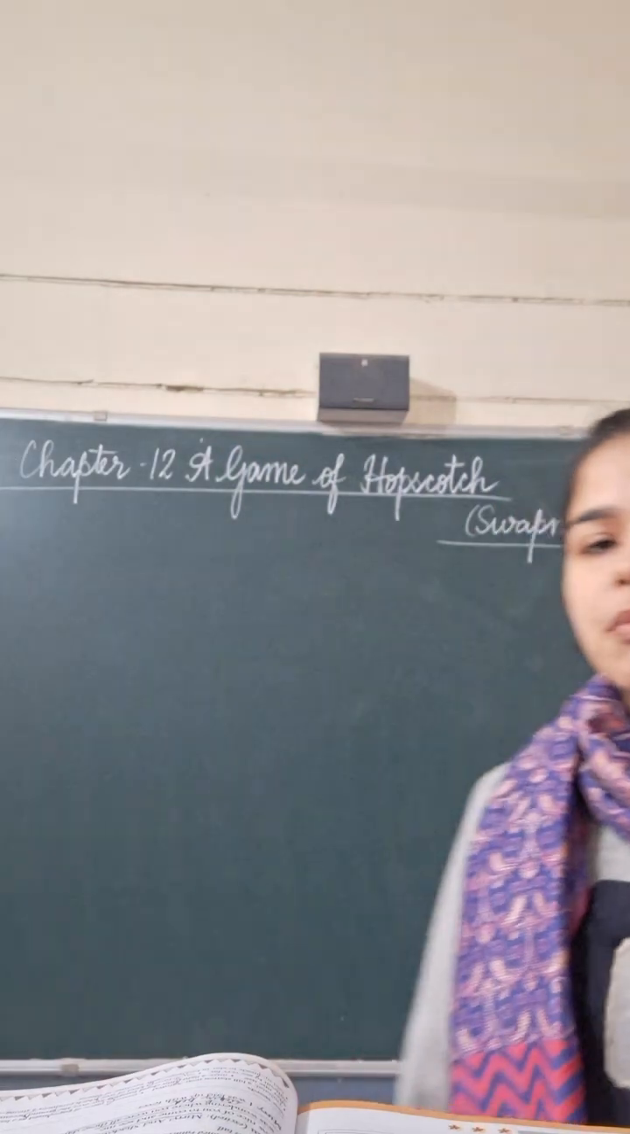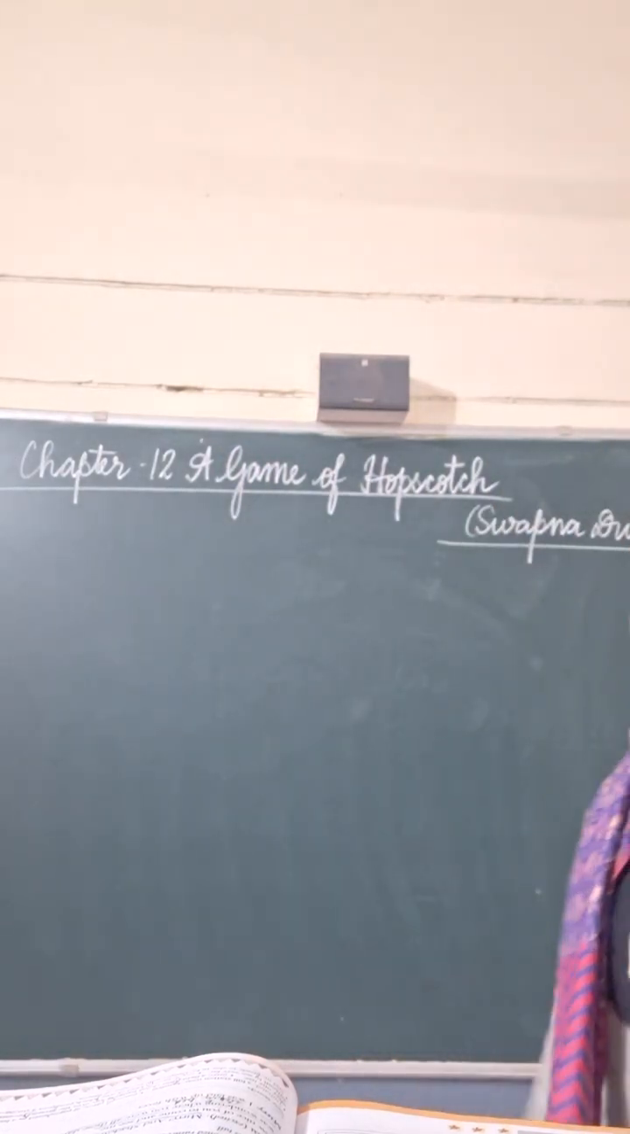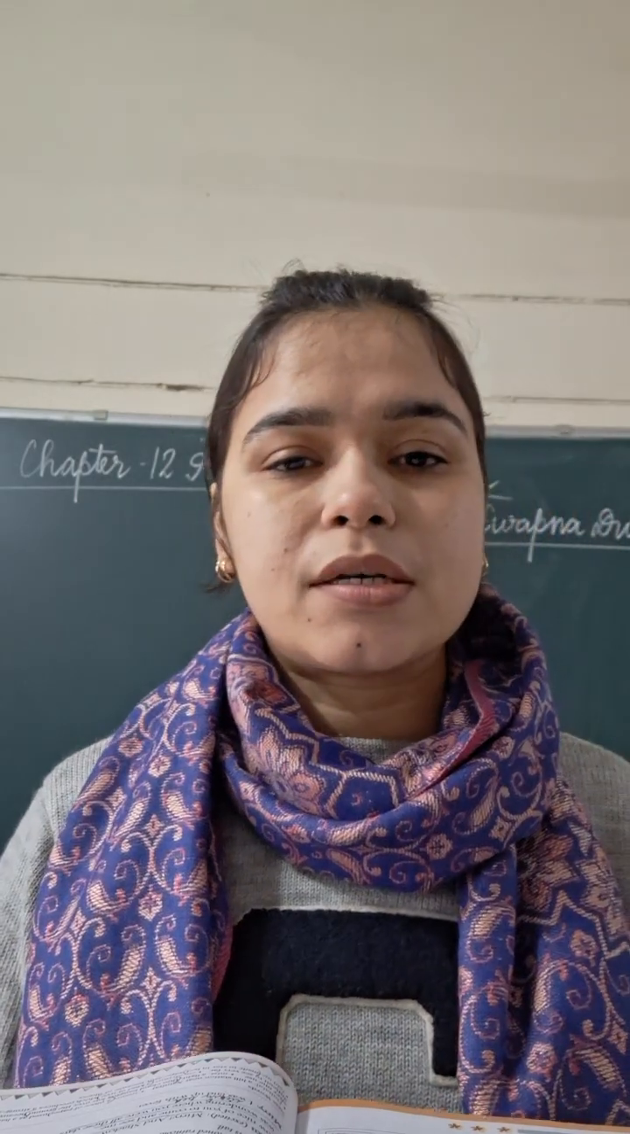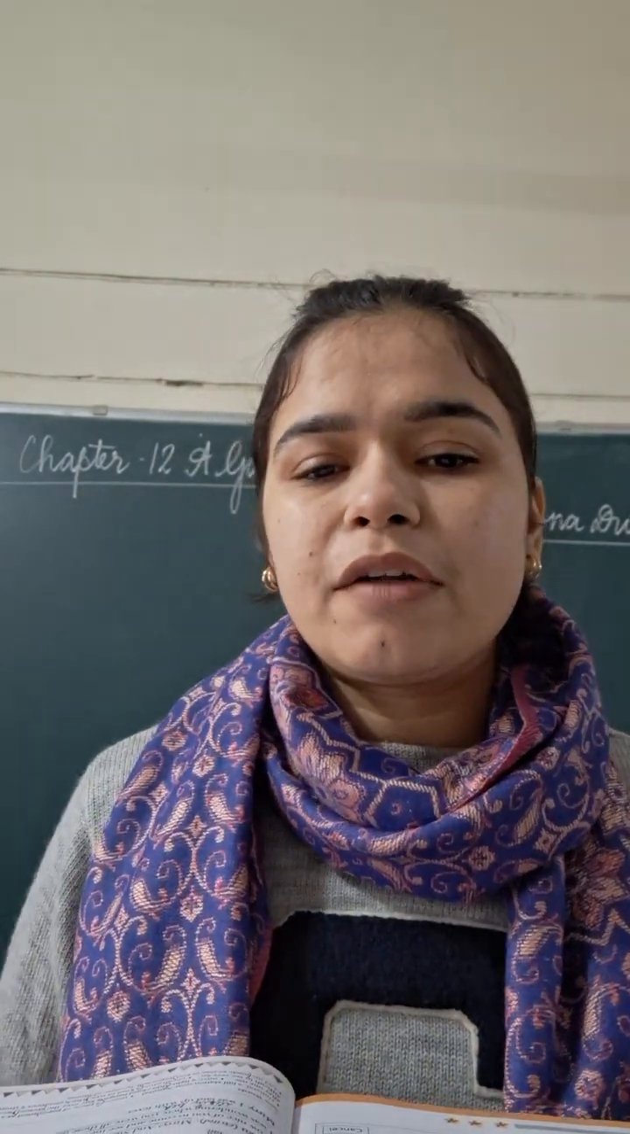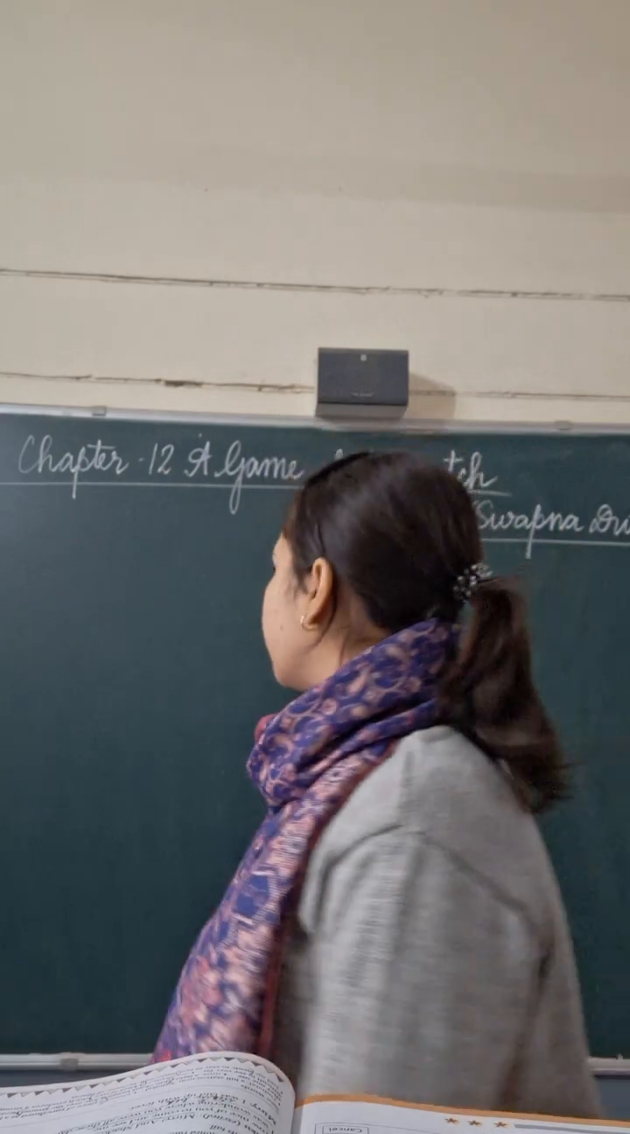Fine. So here we will be starting the next chapter, that is chapter 12, A Game of Hopscotch. And this chapter is written by Swapna Dutta. If you turn the page to 118, you will find that this is an extract which is adapted from the book called Tinku at Dulyatal. Okay, we will start the chapter and first we will see the characters of the story.